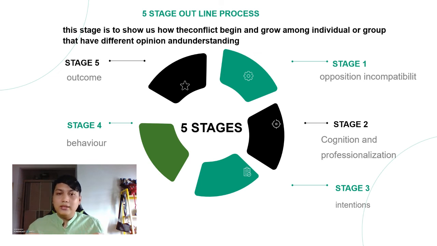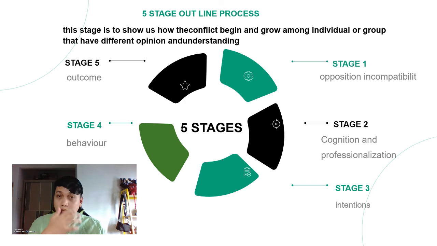Stage number three is intention. In this process, where we need to take action in a certain way, there are five conflict handling intentions. First, we have competing, like I win, you lose. Second is collaborating, like I win, you win. Number three is avoiding. It means no winner or no loser. Number four is accommodating. It means like I lose, you win. And lastly is compromising. It means you bend, I bend. Those are the five ways to handle conflict.